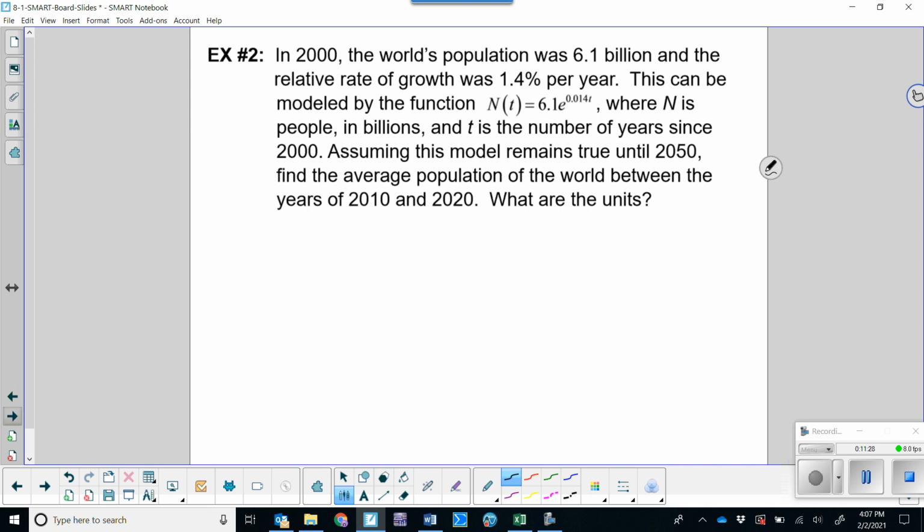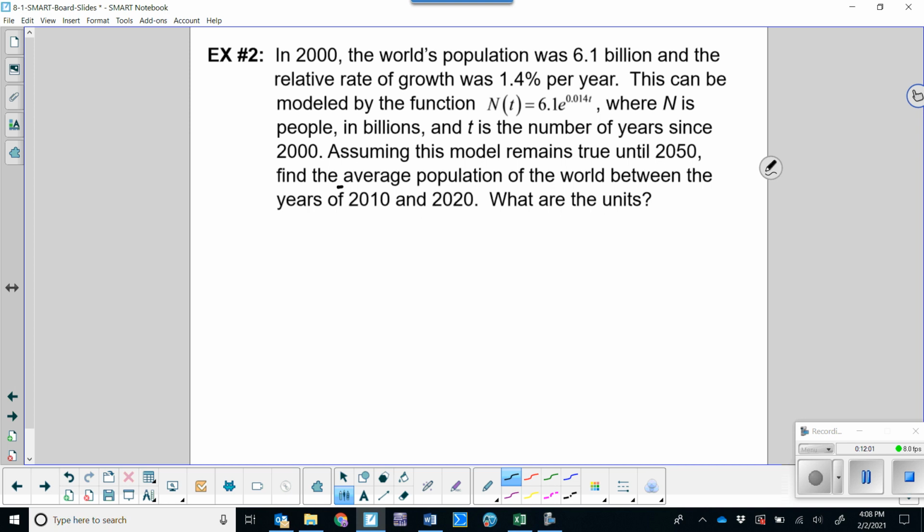Practice, practice, practice. So in the year 2000, the world's population was 6.1 billion. Relative rate of growth was 1.4% per year. So then they give you a function that models that situation. N is people in billions, and T is the number of years since 2000. So assuming this continues until 2050, find the average population of the world between the years 2010 and 2020. And then you got to figure out your units.